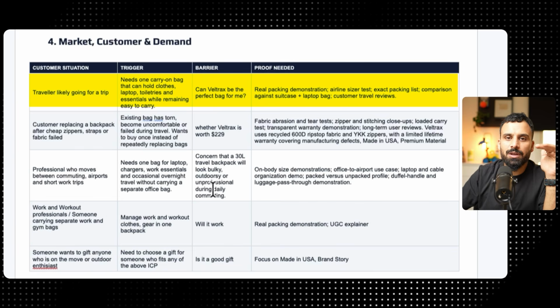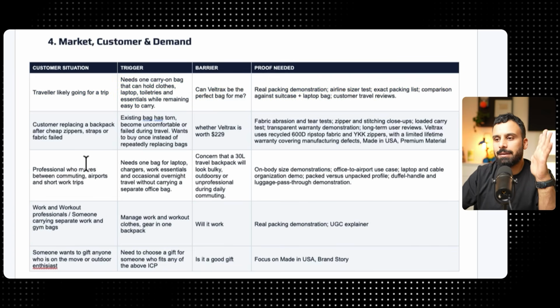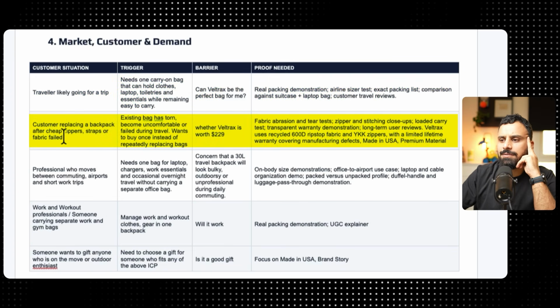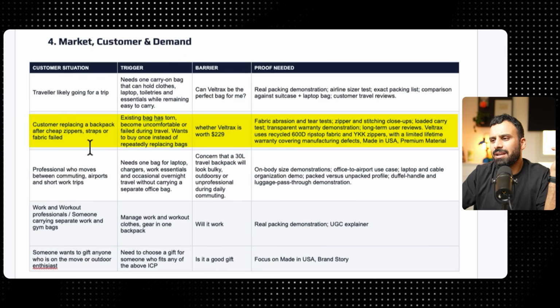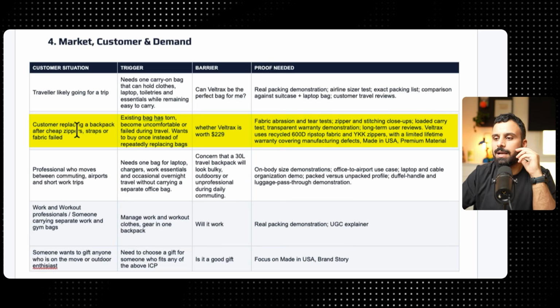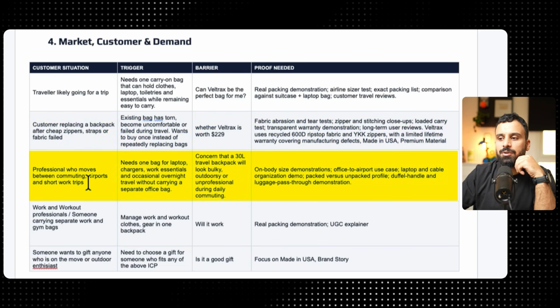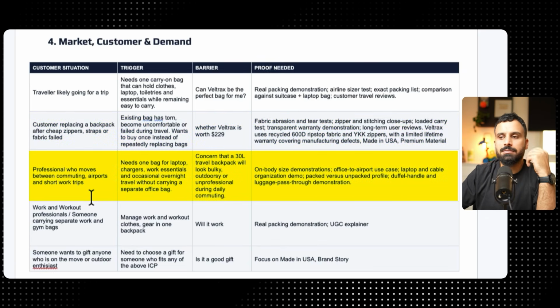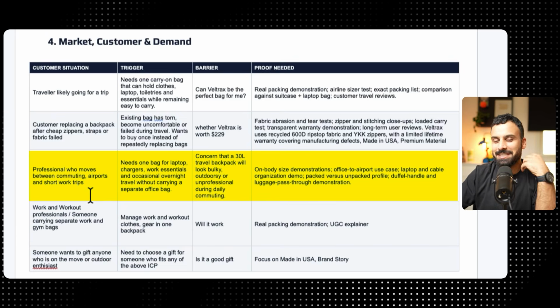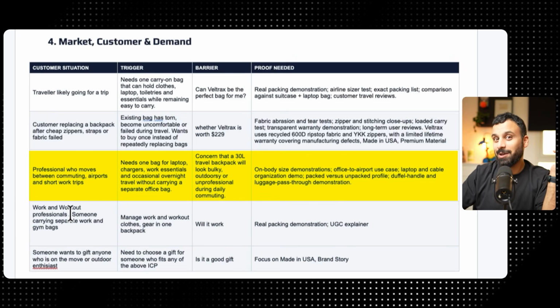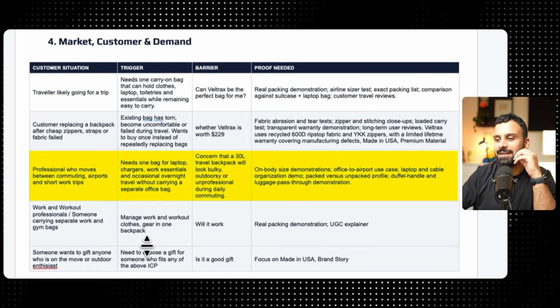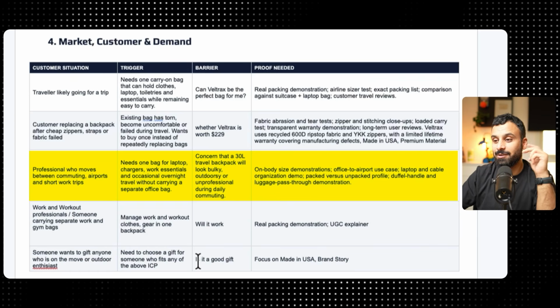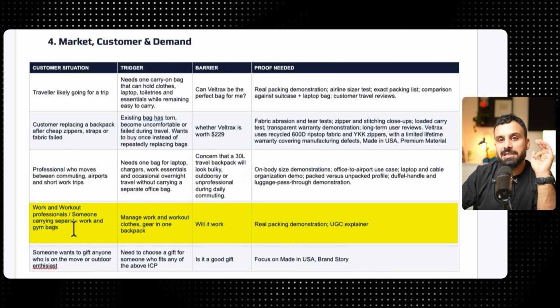Don't worry about how we are going to target them, but just mind map this. Customer replacing a backpack after cheap zippers, straps or fabric failed. They bought a bag and they're not happy with it, so they might want a new bag. Professionals who move between commuting, airports, short work trips. Me, for example, last 3 months I've been traveling so much, and to be honest, because I already had 3 backpacks and one of them I had to change. I was like, no, this is not working. Work and workout professionals, very important.